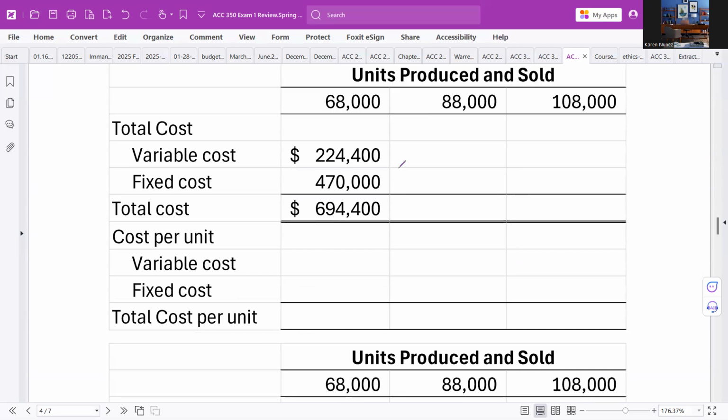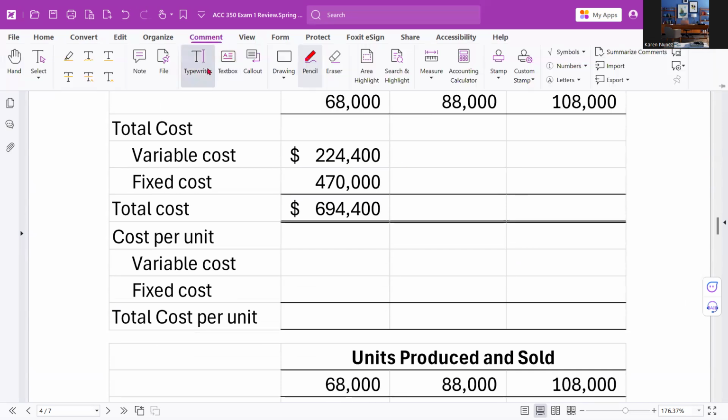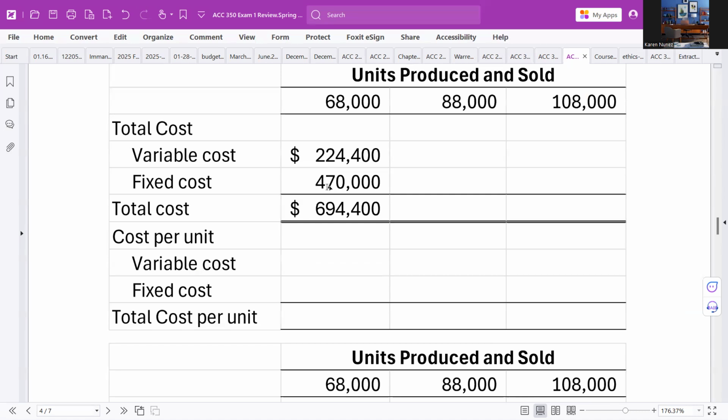So for example, let me switch to typewriter mode here. So for example, the fixed costs are 470,000. Fixed costs are constant in total. That's why it's 470 here and 470 at the other two activity levels too, right? Because the fixed costs are constant and they're not going to change, right? So we can predict those fixed costs at all activity levels because they're constant in total.